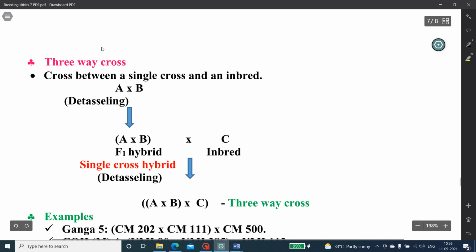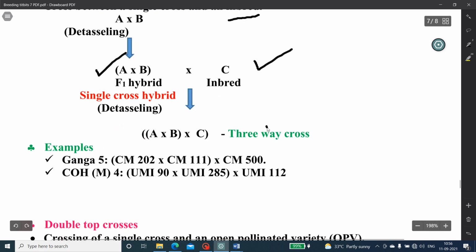And the third one is three-way cross. It is nothing but crossing between single cross hybrid and an inbred line. That is the three-way cross. Don't confuse it with the top cross and double top cross. Here let us be very clear that one single cross hybrid will be pollinated, crossed with the inbred line, and you can get the three-way cross. Examples: Ganga 5, CoHM 4.